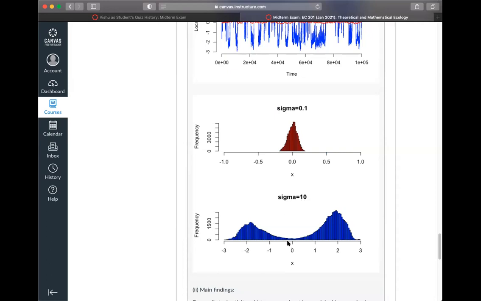However, for sigma 10, what happens? Are they found near 0? What is 0, by the way? 0 was the origin, their preferred home, their deterministic home. Let's call it their deterministic home. They have a preferred home at the origin if you consider only the deterministic term. So that's where a small amount of noise will just make them roam around there.